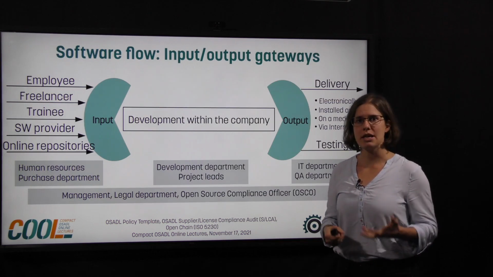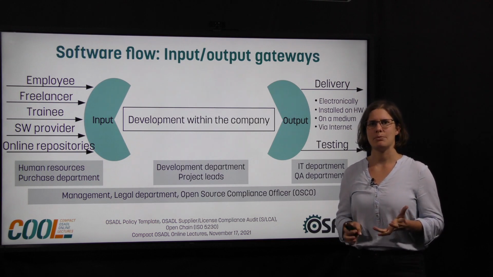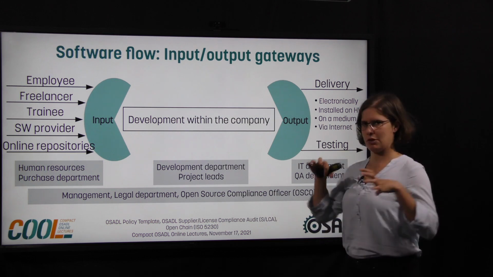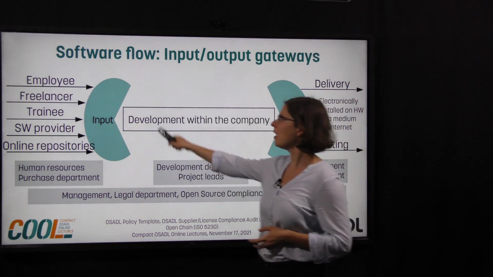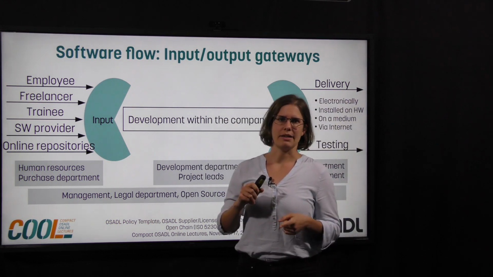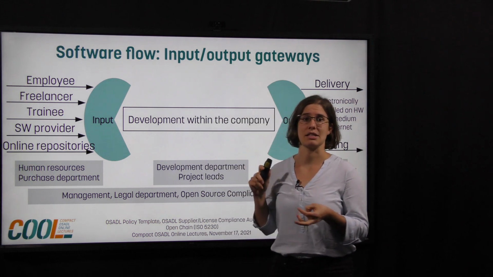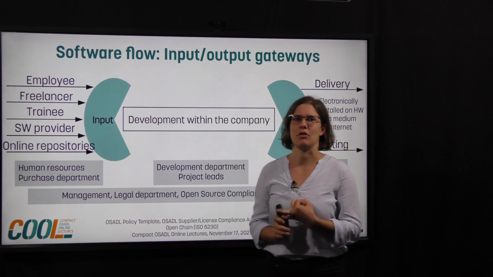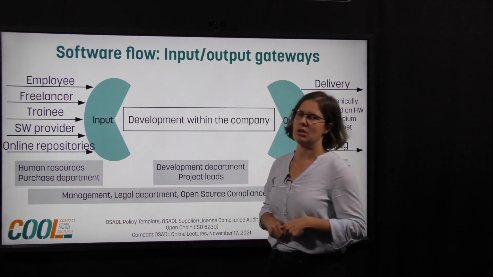Now, the content of the policy itself can be very well presented by looking at software flow through a company. If you take a bird's view on a company and see how software moves, you have, on the one hand, incoming software. It may be downloaded from online repositories by an employee, or created by freelancers, trainees, software providers, even hardware providers. Nowadays, hardware usually contains software. So this is software coming into the company.